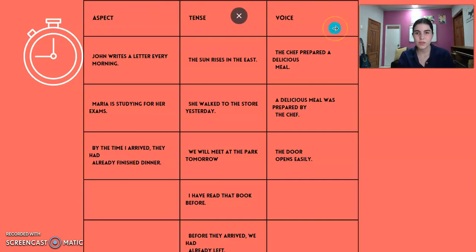The voice: the chef prepared a delicious meal. The chef is the main character there. The passive voice: a delicious meal was prepared by the chef. The meal takes the spotlight in the sentence. And then we have the door open easily for the middle voice.